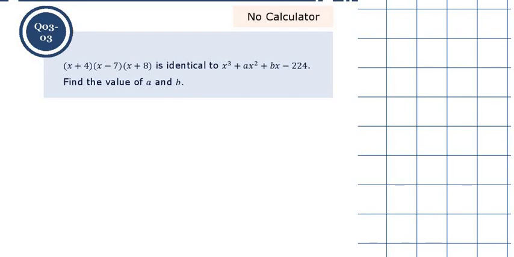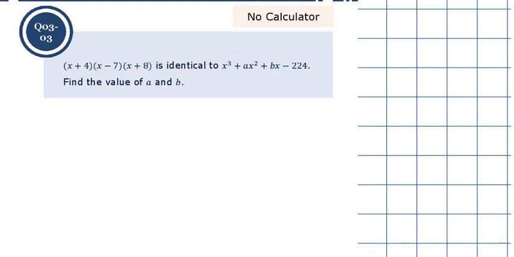Hello, welcome back. In this video, we're going to talk about question 0303. This question is a bit trickier than the ones before because it's got three brackets instead of the typical two. But the principle isn't too hard.